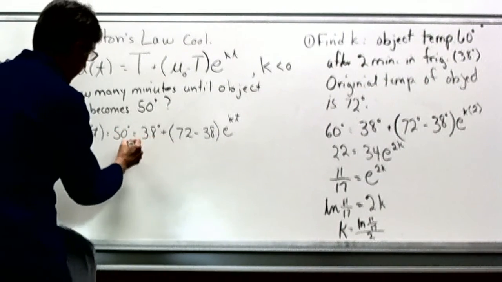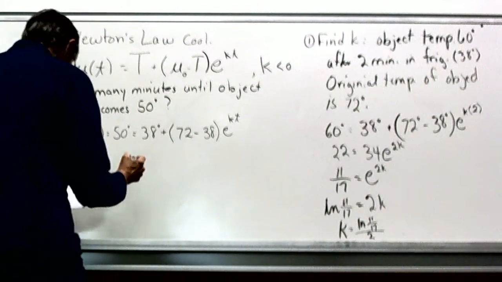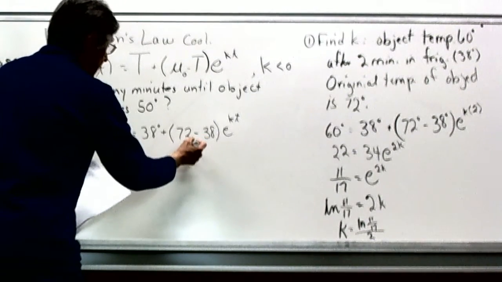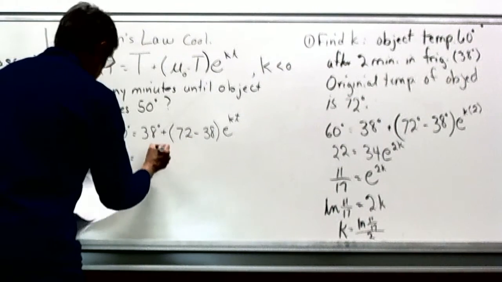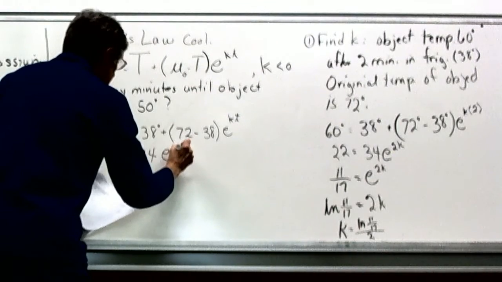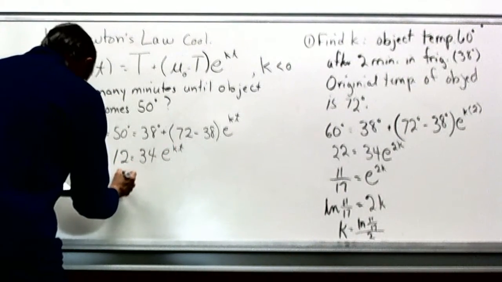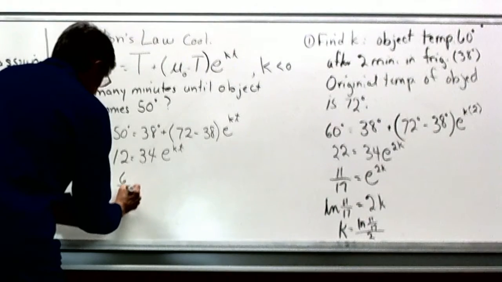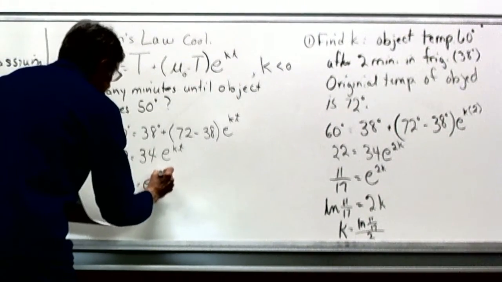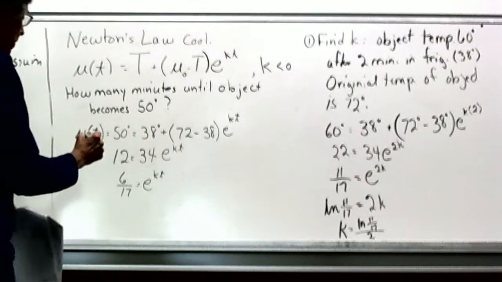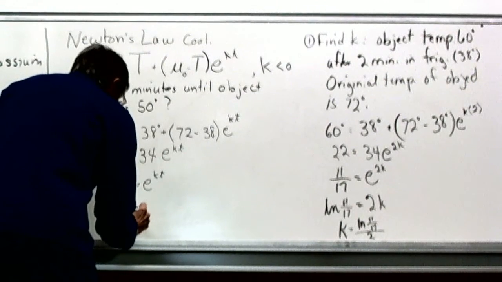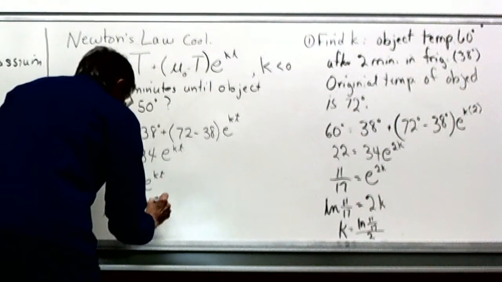So I can subtract 38 from both sides. And this time I get 12 equal to, and the difference between 72 and 38 is 34, e to the k t. Divide by 34, and reduce. 6 over 17 is e to the k t. Change this to the natural log form. The natural log of 6 over 17 is equal to k t.